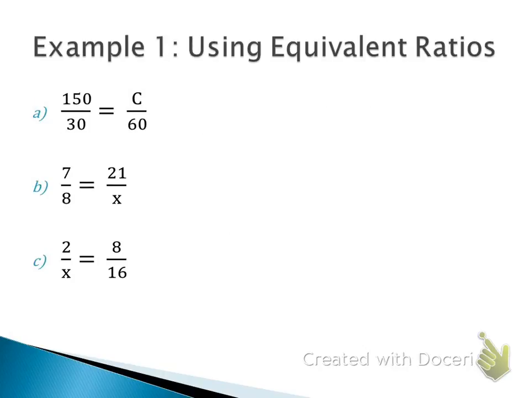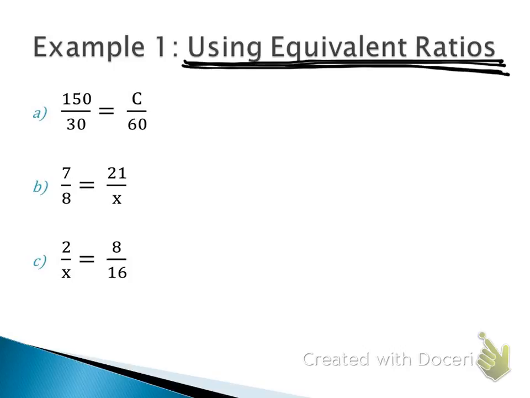Here's the first method. The first method is equivalent ratios. Basically, what I'm doing with this method is finding the missing link between the two sides of the proportion that I know. In example A, that would be the 30 and the 60. So I'm looking at 30 to 60, and how can I get from 30 to 60? What am I going to multiply by? I'm going to multiply by 2.